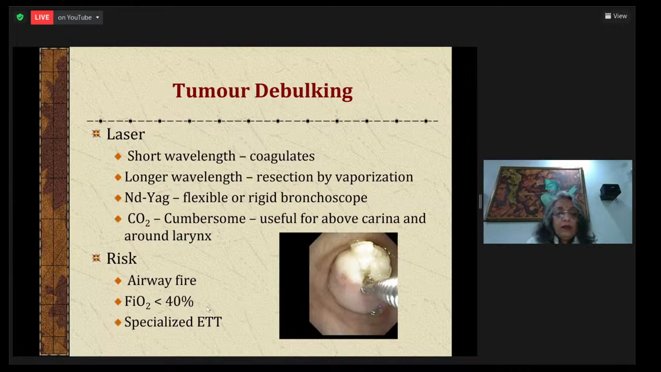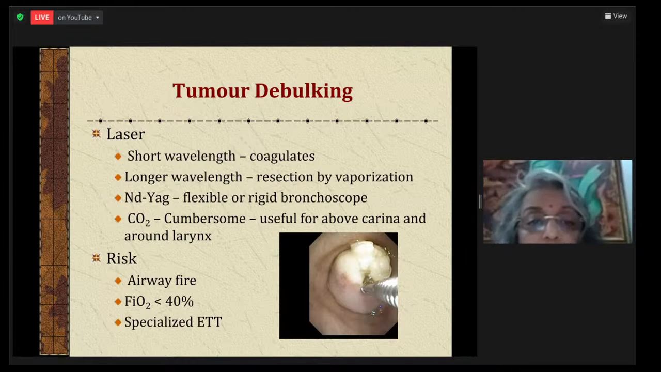So to get a FiO2 of less than 40%, sometimes we use air as the gas to ventilate these patients after initial ventilation with 100% oxygen. And the airway of choice would again be the iGel.